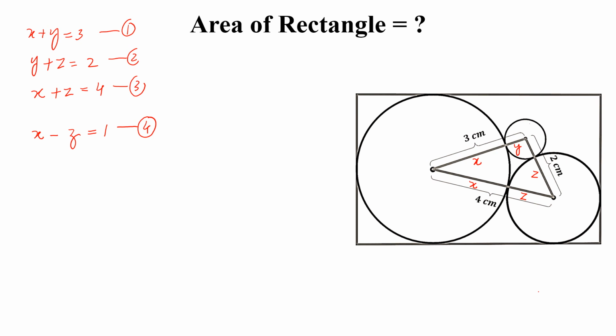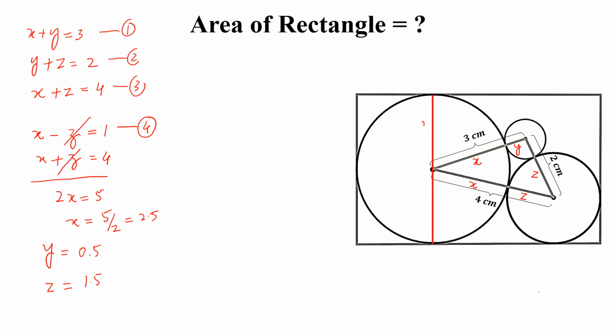Now add equation 3 and 4, so x plus z equal to 4. These cancel and 2x equal to 5. So x equals 5 by 2, or x equals 2.5. Now x is 2.5. So from equation 1 we can write y equal to 0.5, and from equation 3 we can write z equal to 1.5.